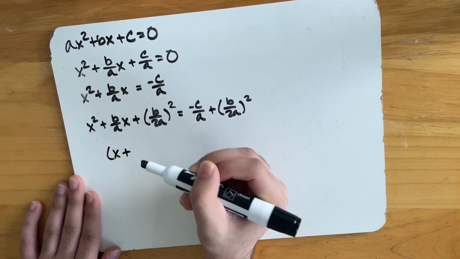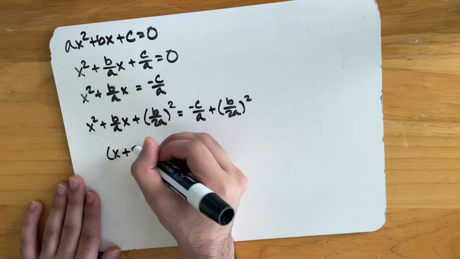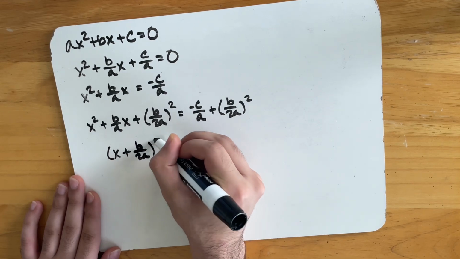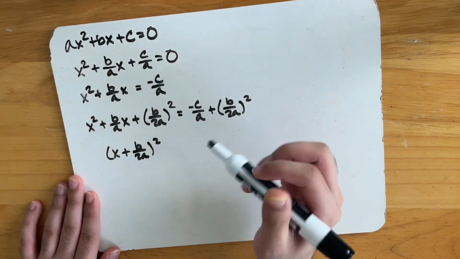Because remember, the completing the square video. If you haven't seen that, then go check it out. So we can rewrite the left-hand side like this: b over 2a squared. The middle term divided by 2, that's what's right here, and then square all that.